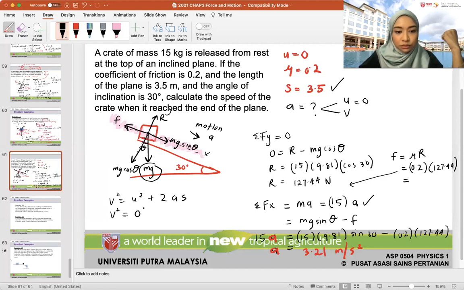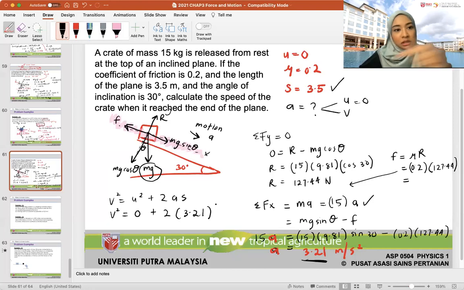So V squared equals U squared plus 2AS. We are trying to find the V. Our U is equal to 0. Our A is this guy that we got from Amirul's answer, 3.21 positive. It was going to the right. S is also positive. It's going to the right, 3.5. So 2AS. So akan dapat V as something. So what is the answer for V? Tuan dah dapat ke? Tajulah korang ni bagus. 4.74. Okay, 4.74. My question is, what is the sign for V?